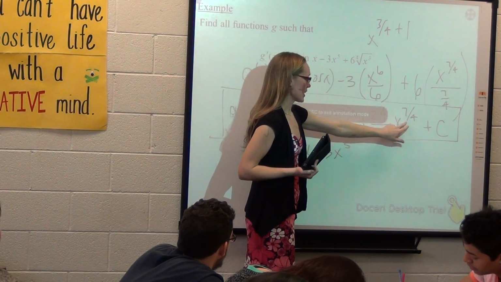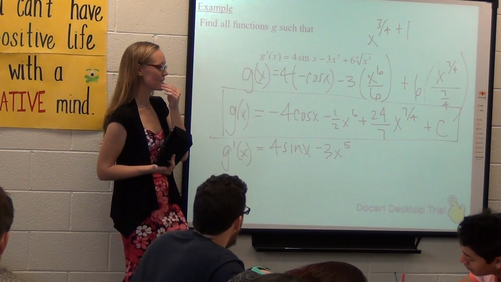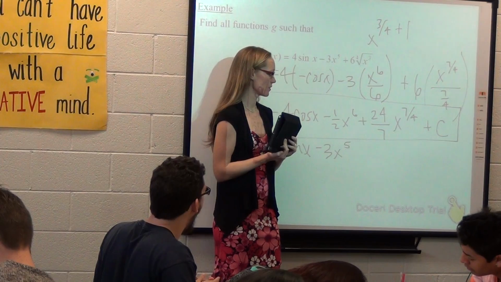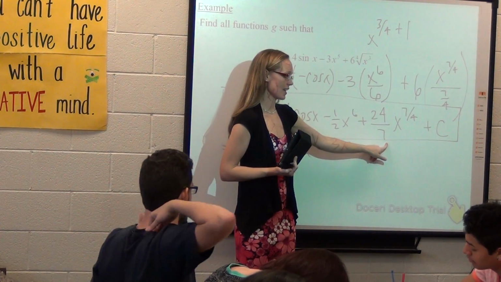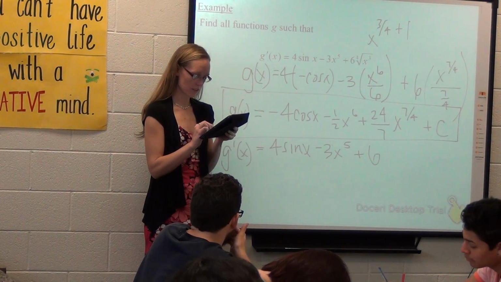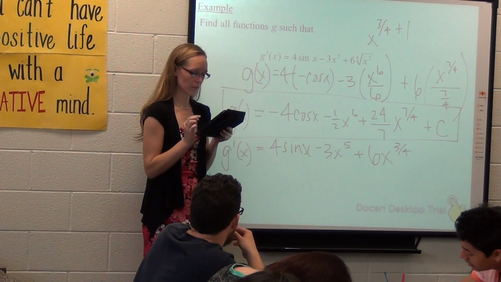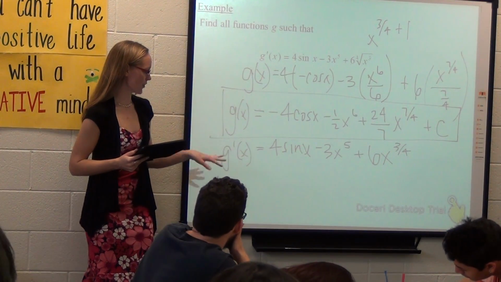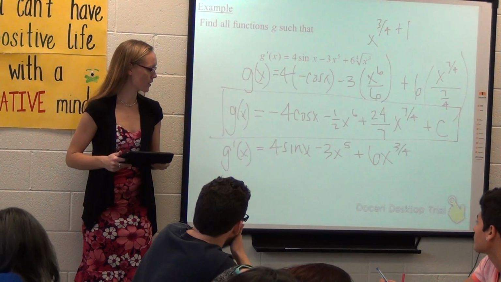24 over 7 times x to the 7/4. How do I derive that? Bring 7 over 4. Multiply by it. So I multiply this by 7 over 24. 7's cancel. 24 over 4 is 6. And then I subtract 1 from the power to leave me with 3/4. When I derive a constant, I get 0, so this is my derivative, which matches the function that I was given.